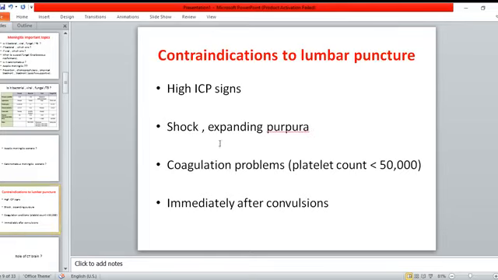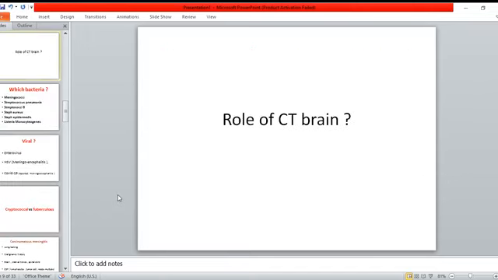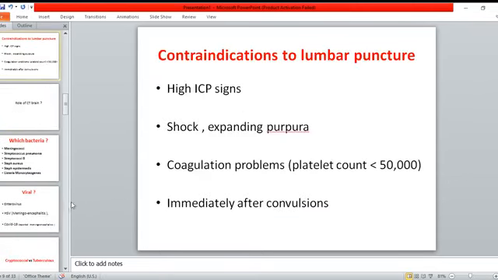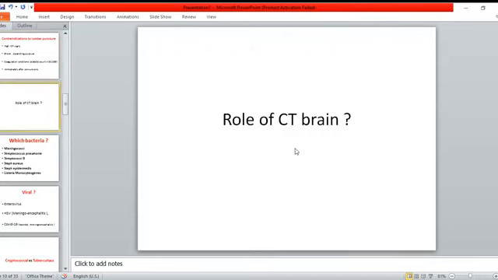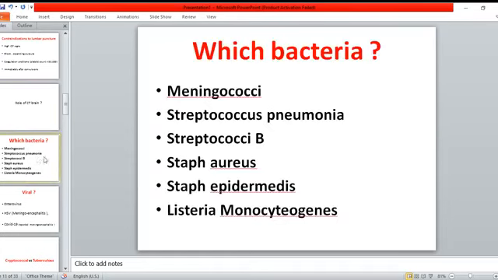If the patient develops convulsions as a part of meningoencephalitis, also don't go for lumbar puncture immediately. Just stabilize the patient and then go on. So the CT brain, as I said, is very important in patients showing evidence of high intracranial pressure or depressed conscious level or focal neurological signs before going for any lumbar puncture.